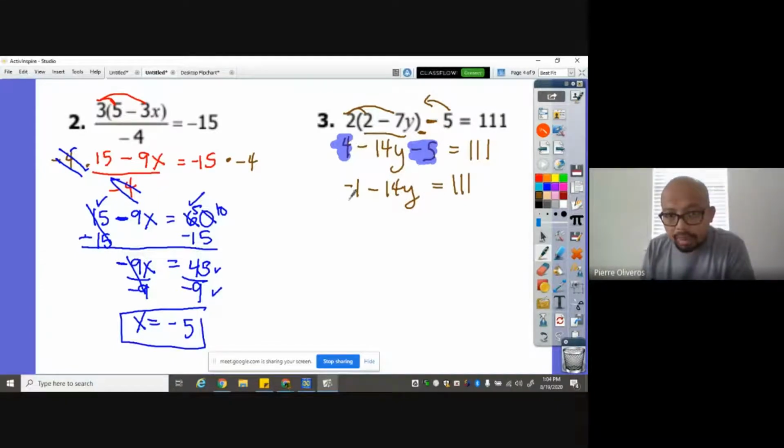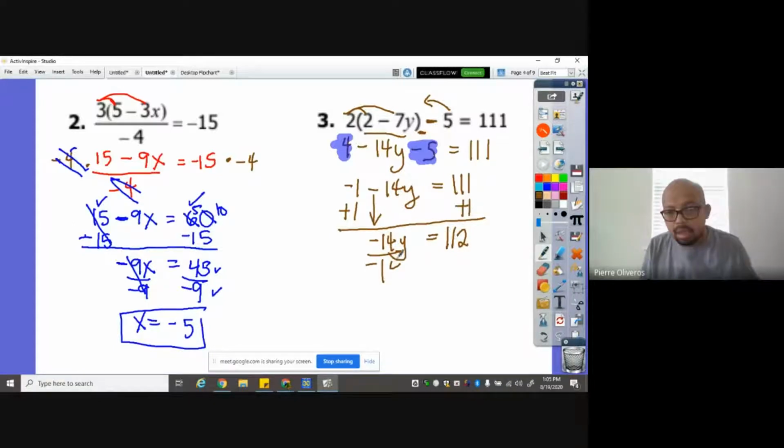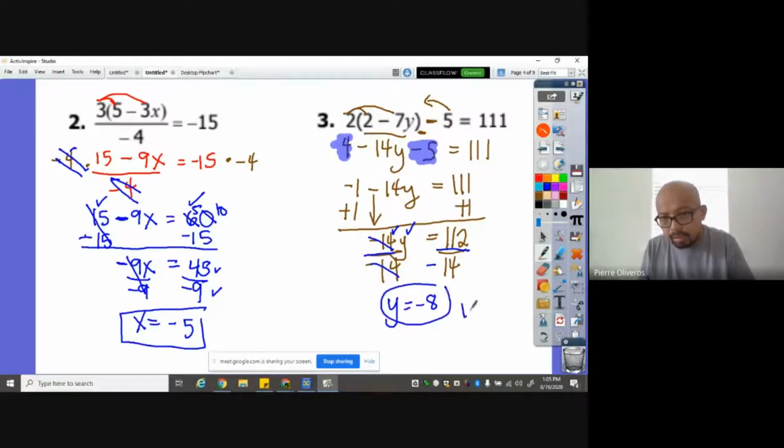The negative 1 and 111, so I'm going to do the opposite operation, which is adding 1 here. That leaves me a negative 14y here because of that minus, and this will be 112. I divide everything here by negative 14 and negative 14 because the operation between negative 14 and y is multiplication, so the opposite or the inverse is division. That's why we divide here by negative 14. Cross it out, cross it out. So therefore, 112 divided by negative 14 is negative 8. Kaboom.